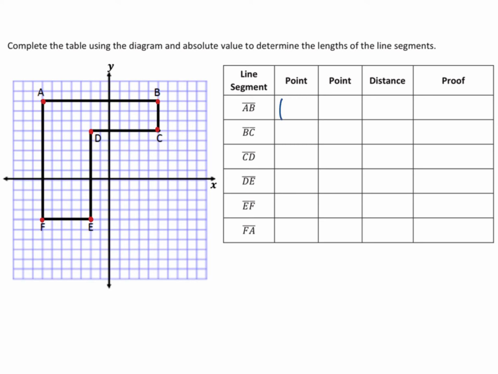So for point A, we go left 1, 2, 3, 4, 5, 6, 7. And left is always negative. And then we went up 1, 2, 3, 4, 5, 6, 7, 8. And up is positive, so negative 7, 8. Now looking at point B, we need to go right 1, 2, 3, 4, 5. And right is positive. And then we need to go up 1, 2, 3, 4, 5, 6, 7, 8.